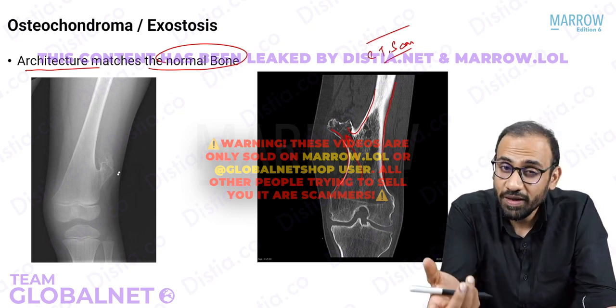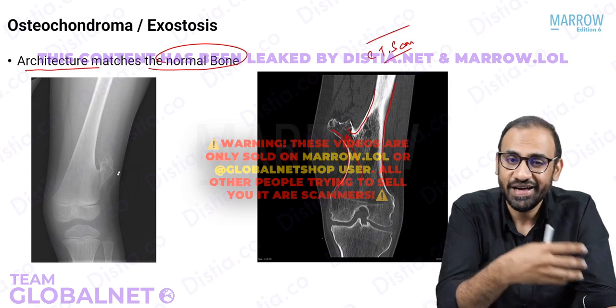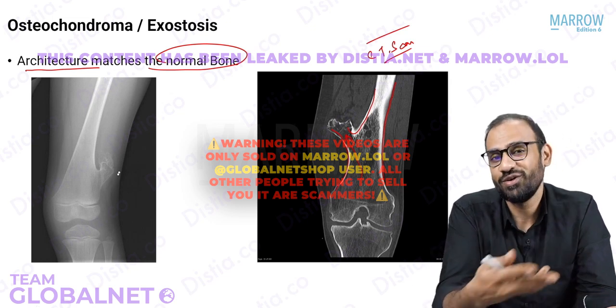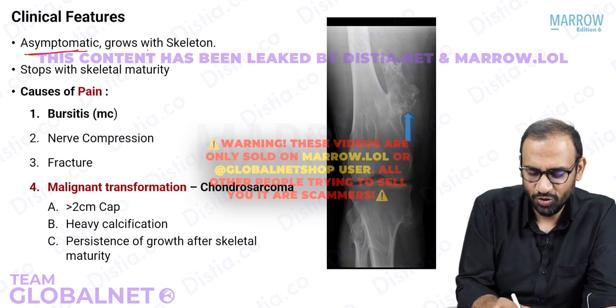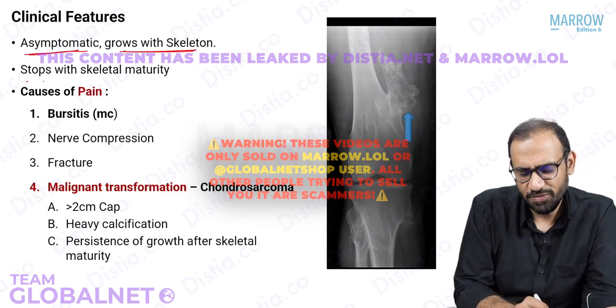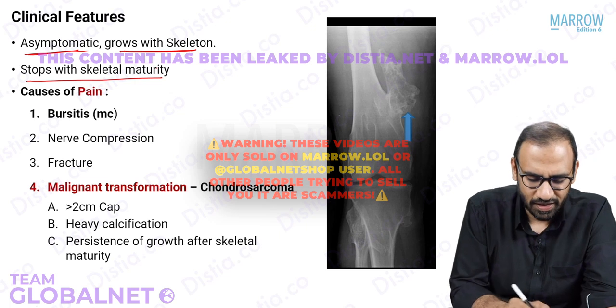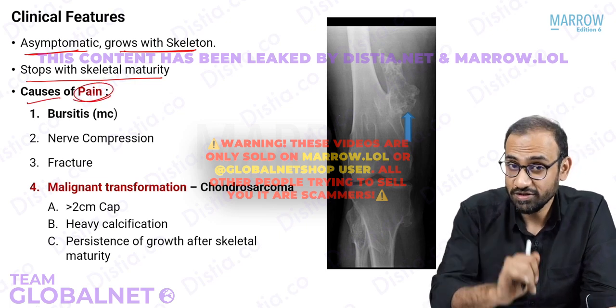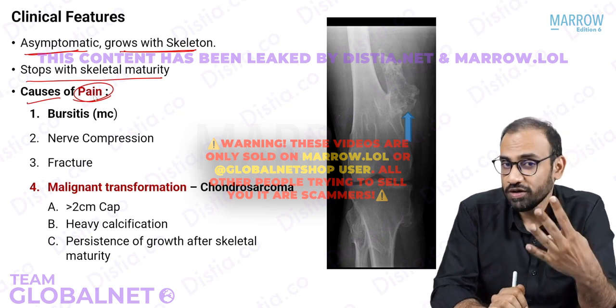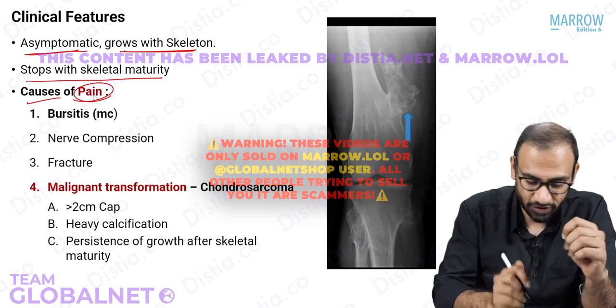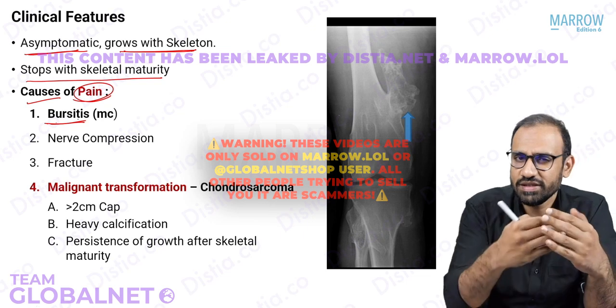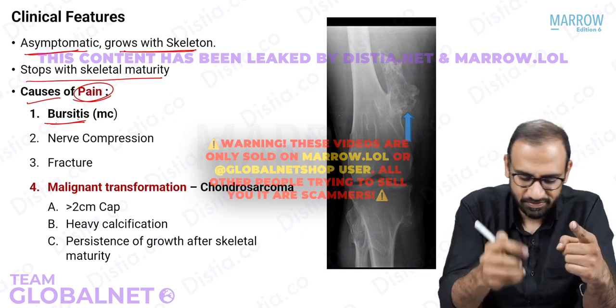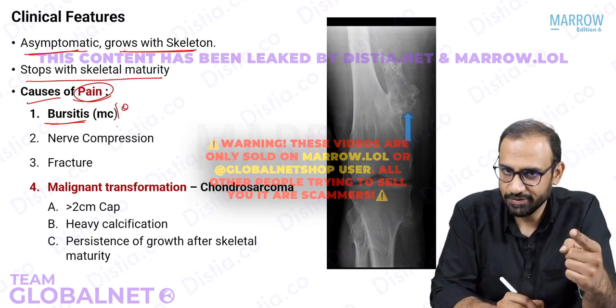What will be the usual complaints? The complaints will be a swelling and the pain that that swelling causes. Usually asymptomatic, grows with the skeleton and stops with skeletal maturity. Causes of pain. So what are the causes of pain? They'll ask you on MCQ. There are 4 important causes of pain because of this growth. First, it will compress the bursa in front of it and cause bursitis. This is the most common cause of pain.